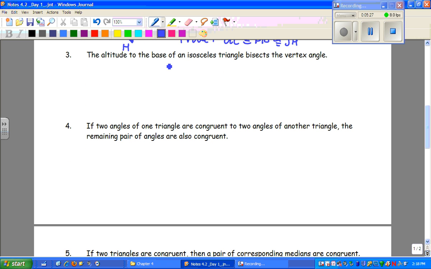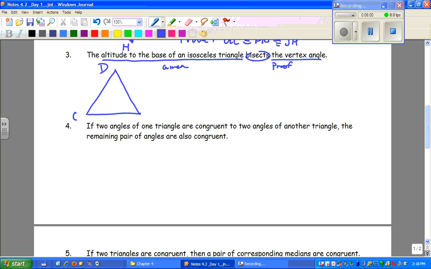Number 3, the altitudes to the base of an isosceles triangle bisect the vertex angle. So what do we know? We got the altitude to the base of an isosceles triangle. So we are given an altitude to a base of an isosceles triangle, and we're trying to prove it's going to bisect the vertex angle. Draw it up. Let's have a little fun with it.